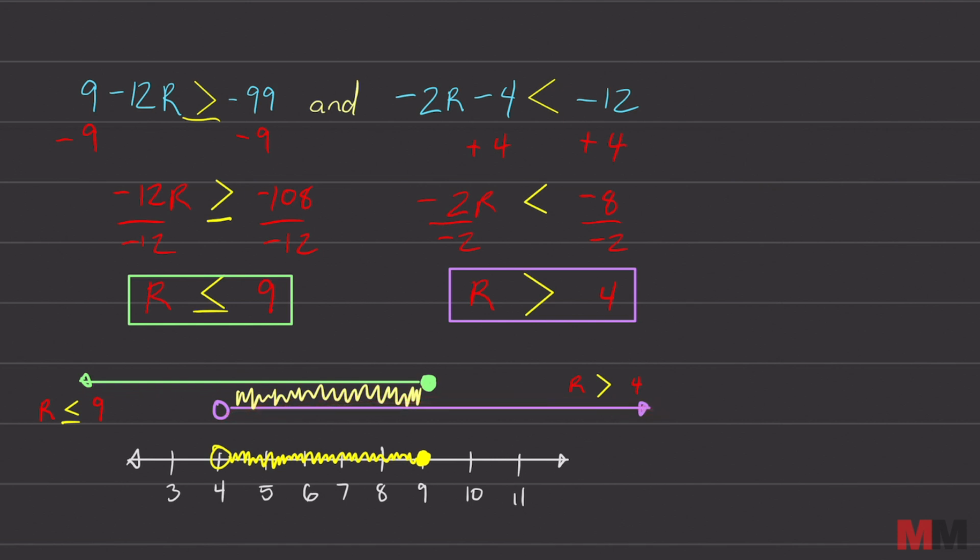And you are looking for the area that they have in common. That is what you're shading in the final graph. So this means that if I plug in 5, 6, 7, 8, or 9 into R, they will both make true statements.